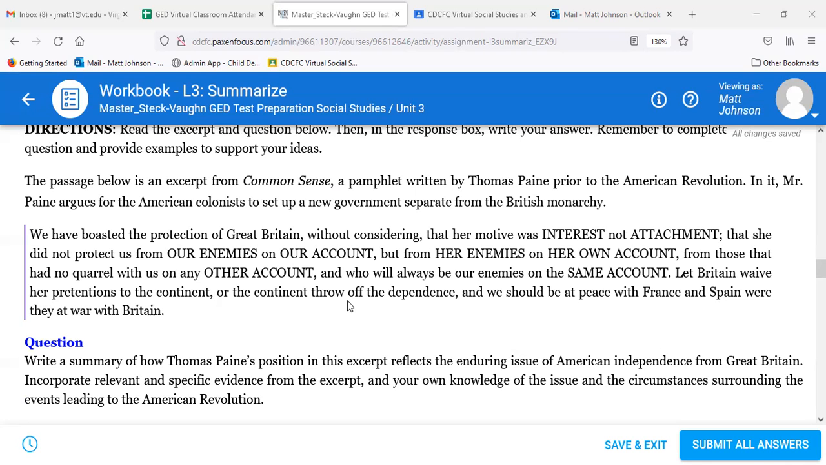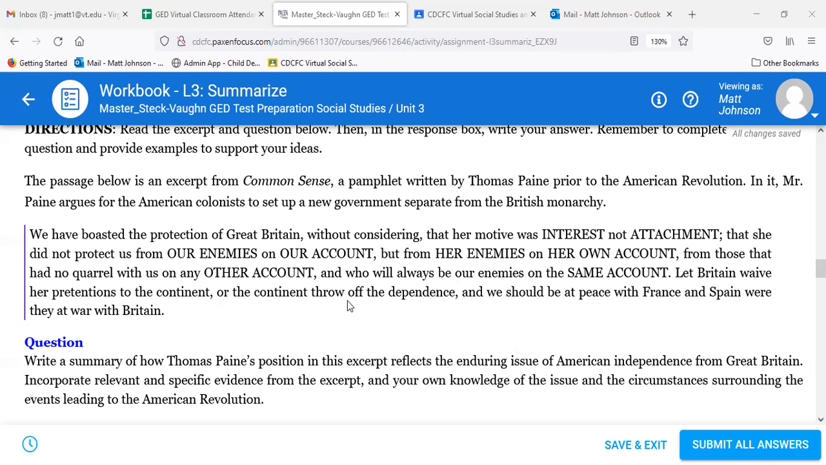Why is that the case? Because Great Britain is basically only protecting them from their own enemies. Great Britain is only protecting them for their own benefit, basically. For their own interest, right? Yeah. So that's an idea there. That her motive was interest, not attachment. So it's not some great loyalty, right, to the colonies. It's protecting Great Britain's interest. So that's why they should separate.